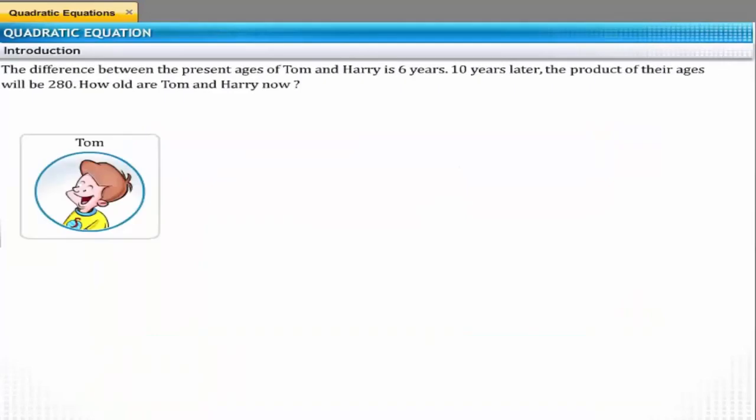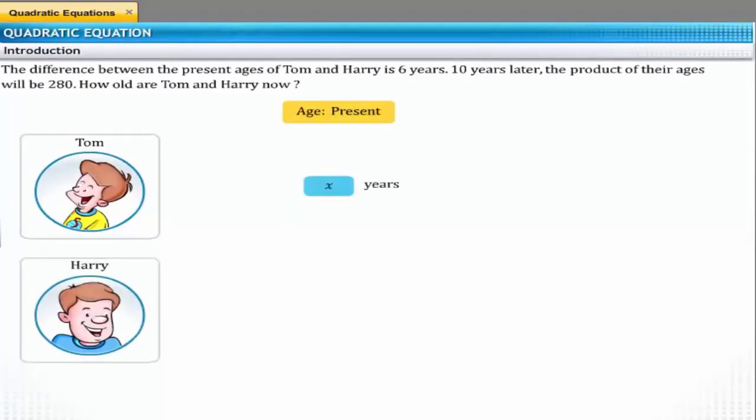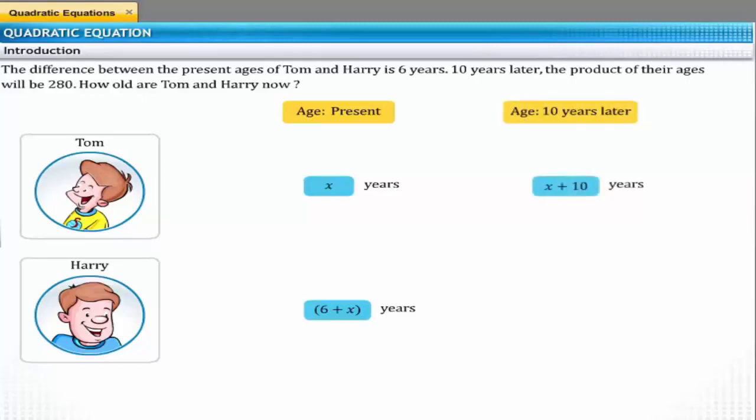As per the problem, let us assume that Tom's present age is x years, so Harry's present age will be 6 plus x years. According to the problem, 10 years later, Tom's age will be x plus 10 years, and Harry's age will be 6 plus x plus 10 years, which is equal to 16 plus x years.